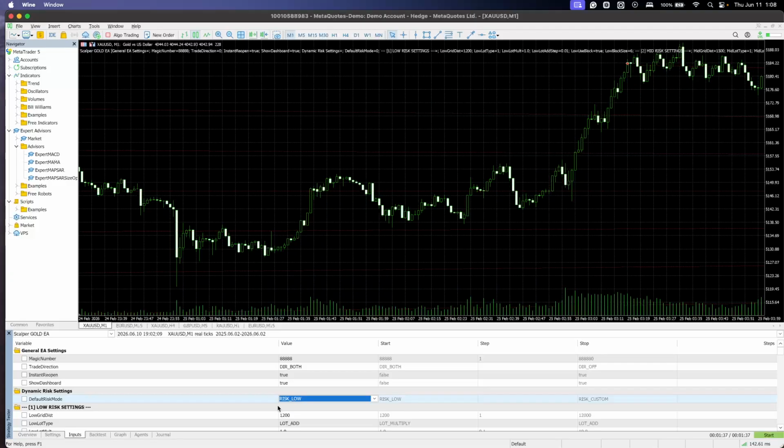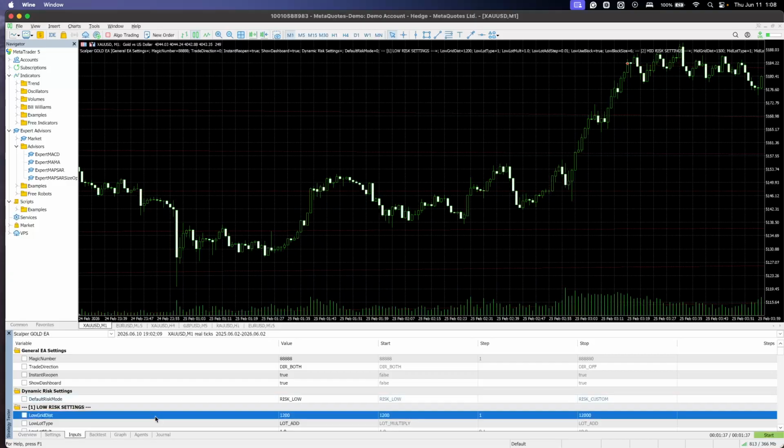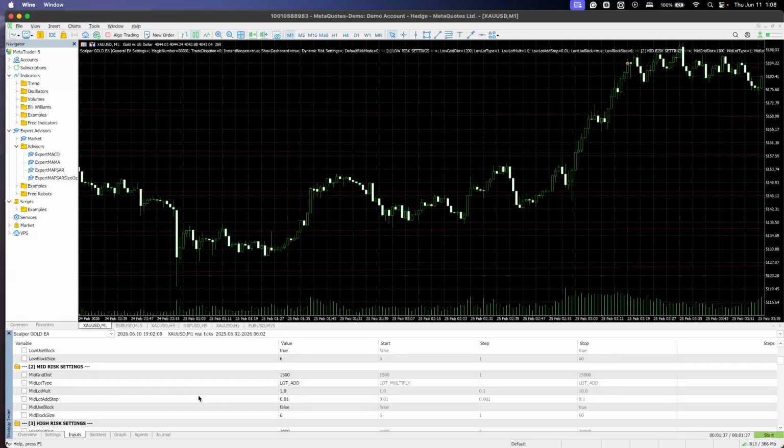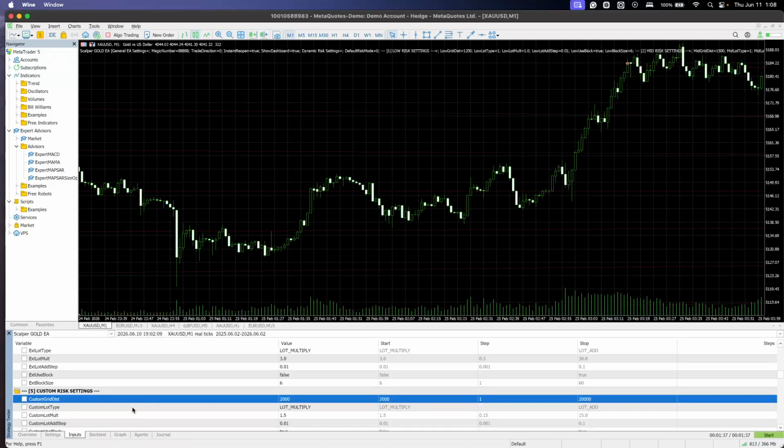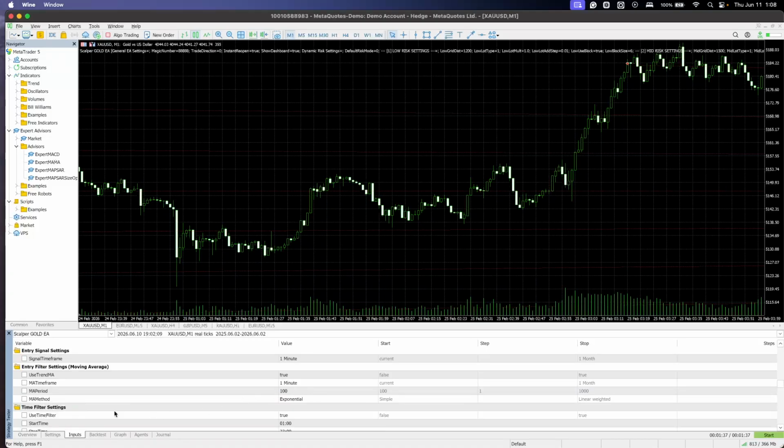And we also have the grid distance. You can set all of this. We have the lot multipliers and the news filter settings. All of these are here. We have the custom rig settings. Everything is here, and they are customizable. We also have the time filter settings. All of these are very important in the efficiency of this expert advisor.